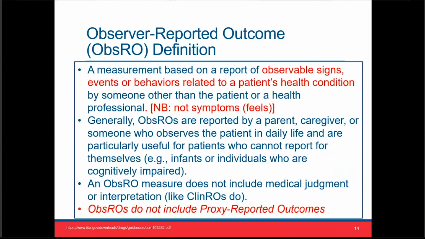So ObsROs are those that are reported by a parent, a caregiver, or someone who observes the patient in daily life. That's why they're so useful. There's many things we have to know about daily life. You can't just record what happens to the patient when they come in to the clinic to see the clinician. So an ObsRO measure does not include medical judgment or interpretation like ClinROs do, and they do not include proxy-reported outcomes. Next slide.